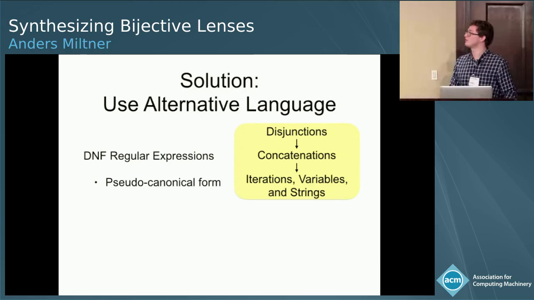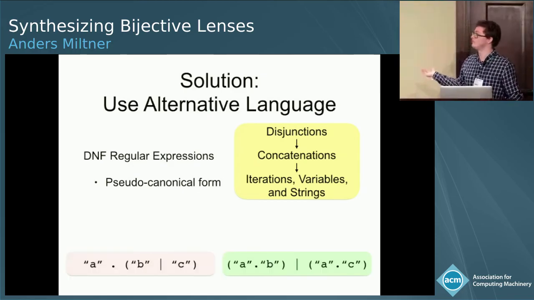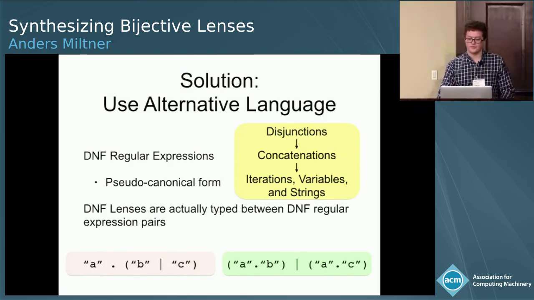DNF regular expressions have outermost disjunctions followed by concatenations, followed by iterations, variables, and strings. So for example, the regular expression on the right is a valid DNF regular expression, but the one on the left is syntactically disallowed because it isn't disjunctions followed by concatenations. And we actually tie it in well with our DNF lenses that we create because these DNF lenses are typed between DNF regular expression pairs.